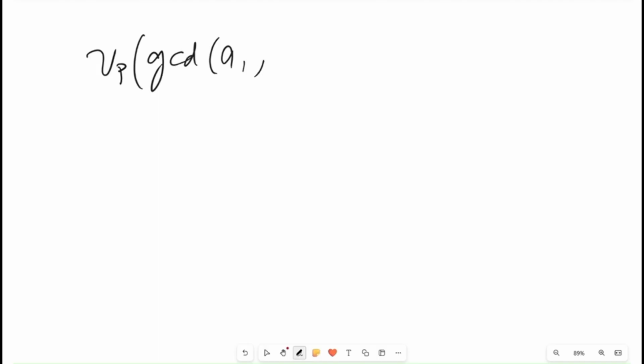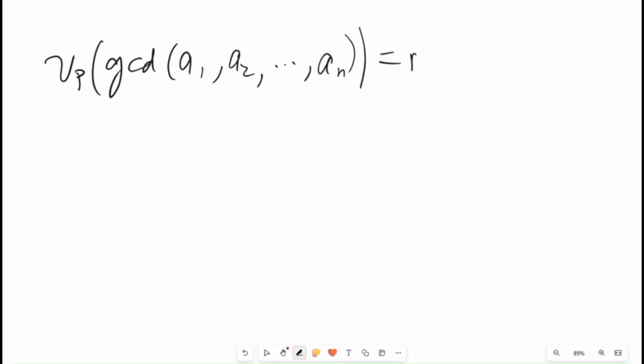The second proposition that we're going to be looking at right now is Vp of GCD of A1, A2, dot dot dot, all the way to AN is equal to the minimum value across all the Vp's of A1, A2, all the way to AN.